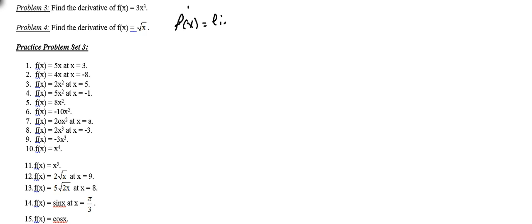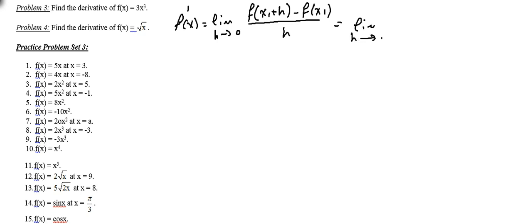It's the limit as h tends to 0 of f of x1 plus h, minus f of x1, over h, which is equal, let us substitute, to the limit as h tends to 0 of radical x1 plus h, minus radical x1, over h.